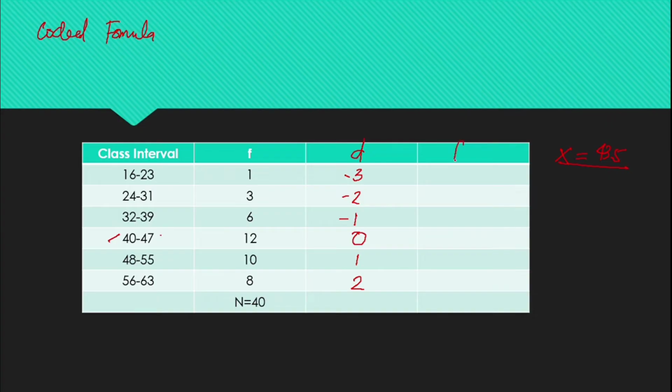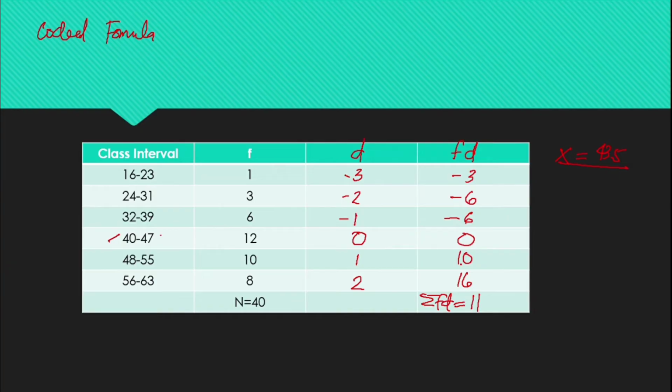Multiply each frequency by the corresponding deviation to get the entries in the column. So we have to multiply f times d, the frequency times the deviation. Therefore, we have 1 times -3, we have -3. 3 times -2, we have -6. 6 times this one is -6, and this is 0, 10, and 16. After that, get the sum of the values obtained to obtain the summation of fd. So the summation of fd, if we add -3, -6, -6 plus 10 plus 16, we have 11. Okay, so 11.